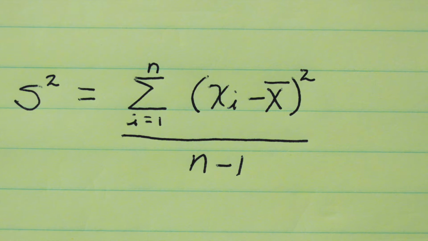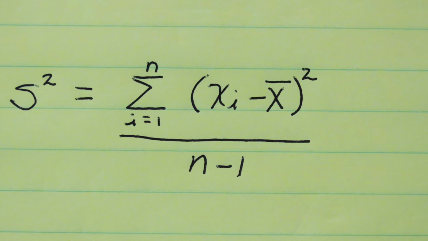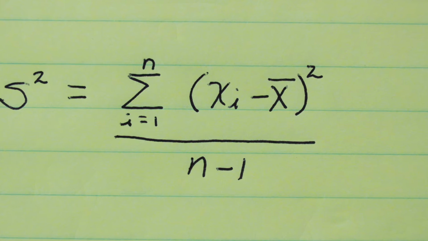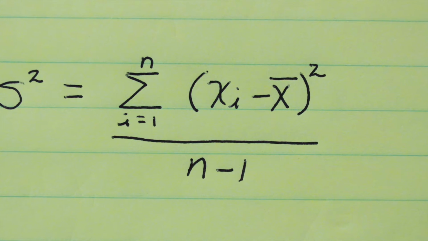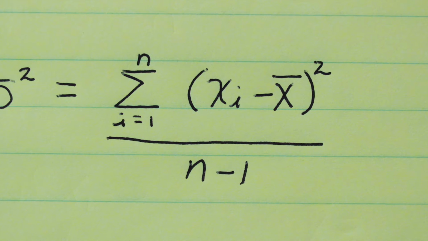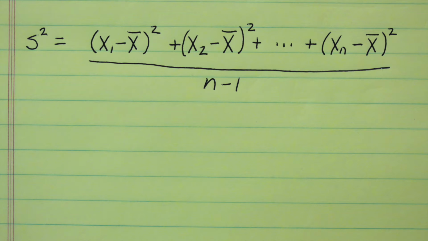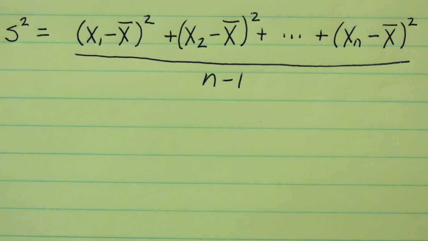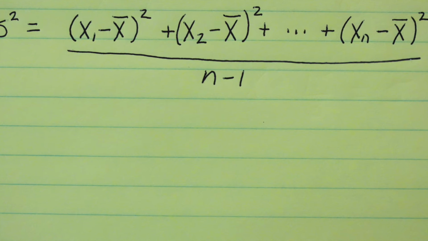Variance, S squared, is equal to the summation, i equals 1 to n, of (xi minus x bar) squared, over n minus 1. In other words, we'll take each observation, subtract the sample mean, square that, add those all up, then divide by n minus 1. We could expand that, of course: (x1 minus x bar) squared, (x2 minus x bar) squared, and so forth.